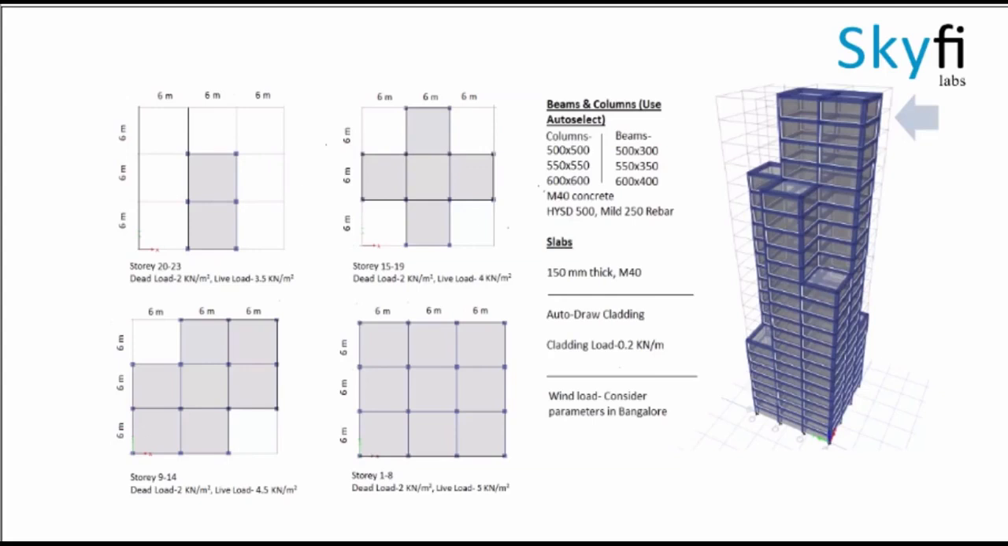Hi there, we are going to do tall building design using ETABS considering wind load parameter in Bangalore. By looking at this figure we can see the various beams and columns that have been given, and we have to use the auto select option for both beams and columns of various sections, considering M40 concrete and HYSD 500 and mild steel 250 rebar. The slab is 150 thick, and the various sections and grid lines as shown in the figure have to be constructed.